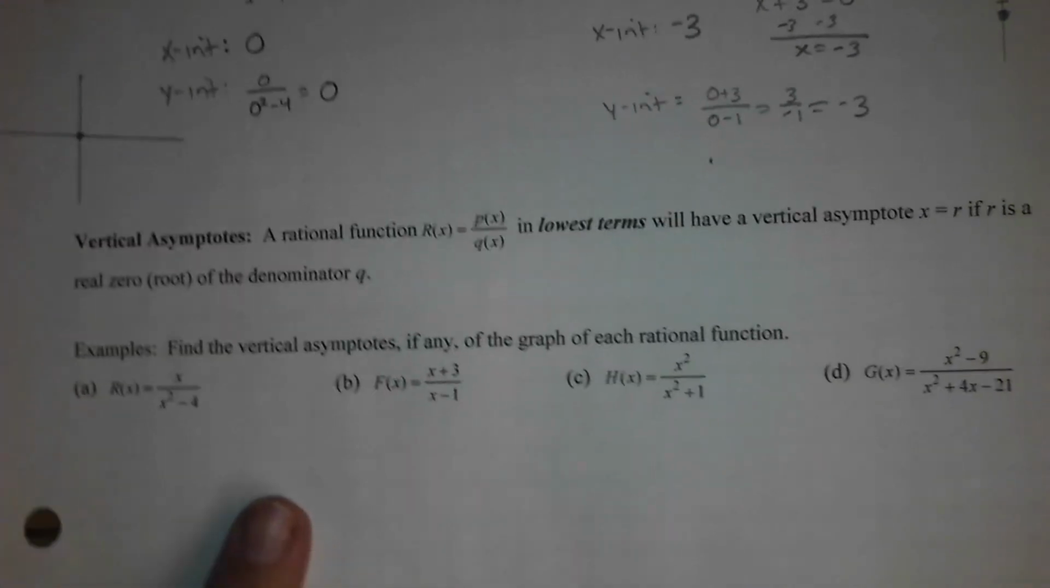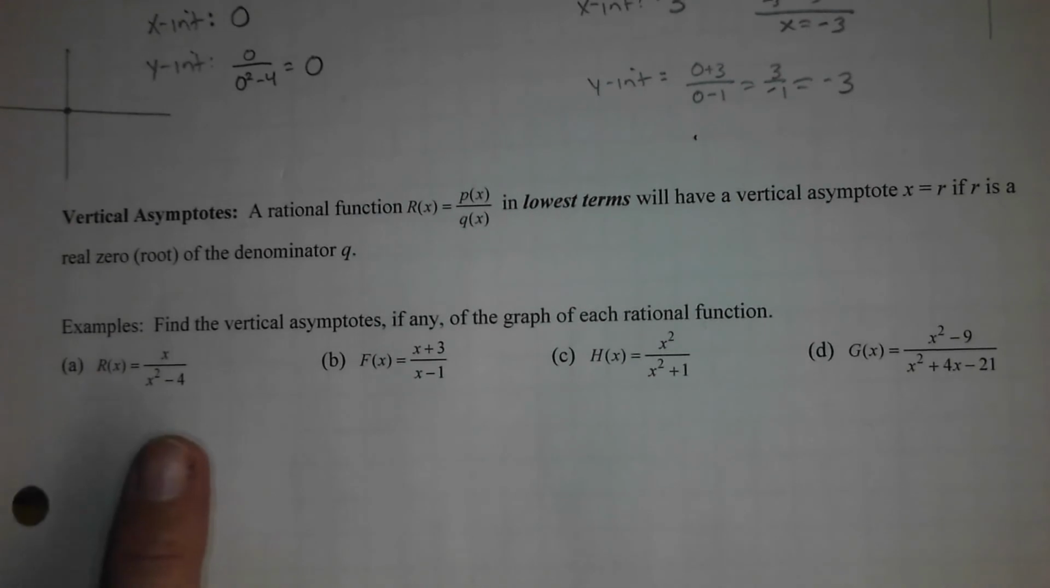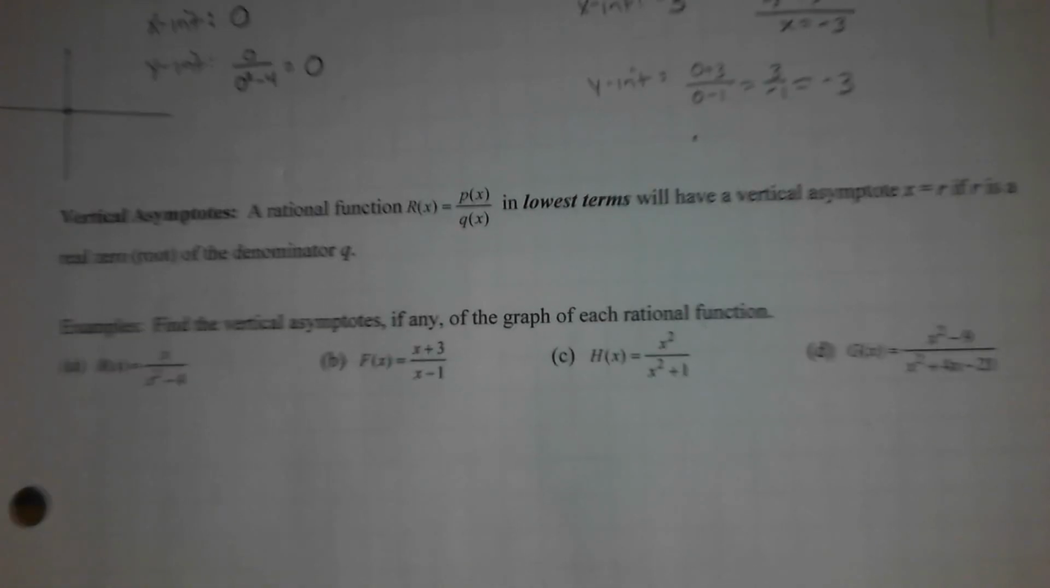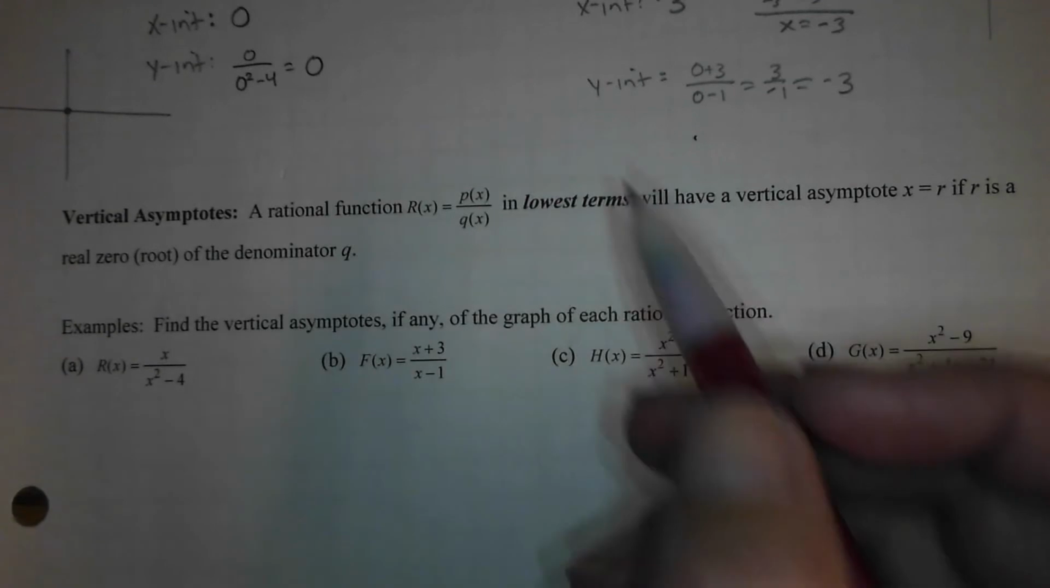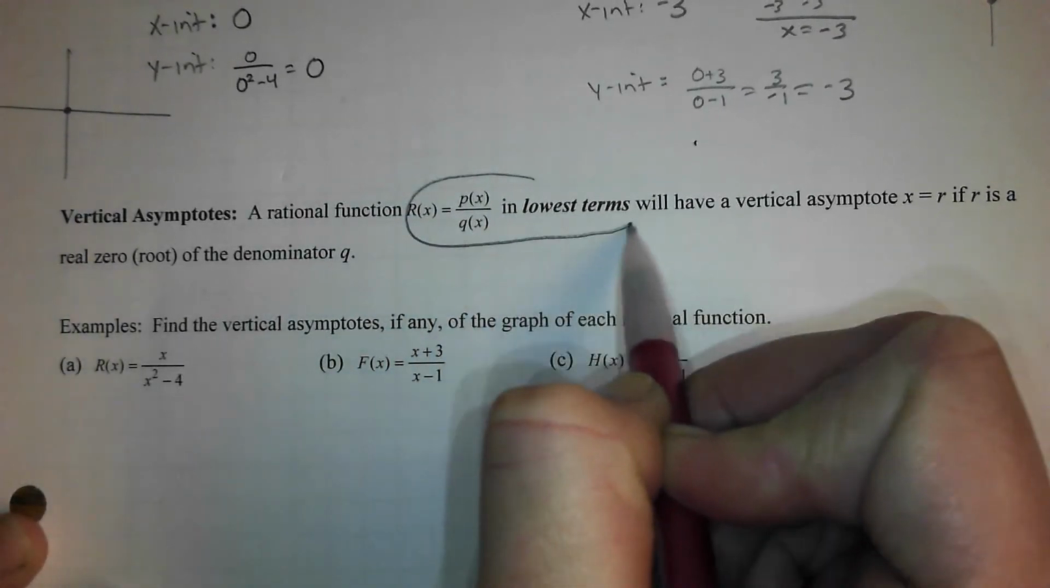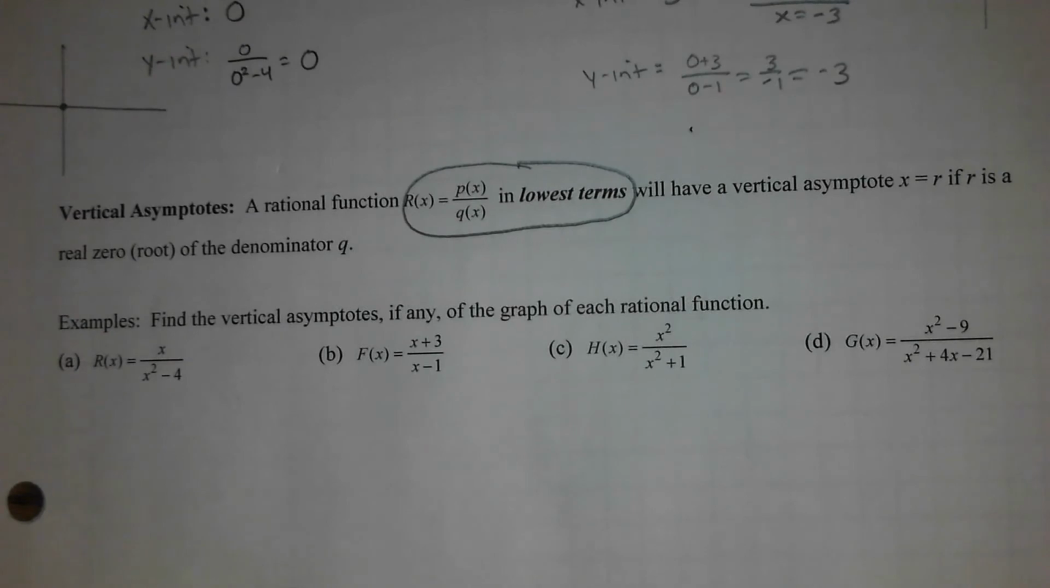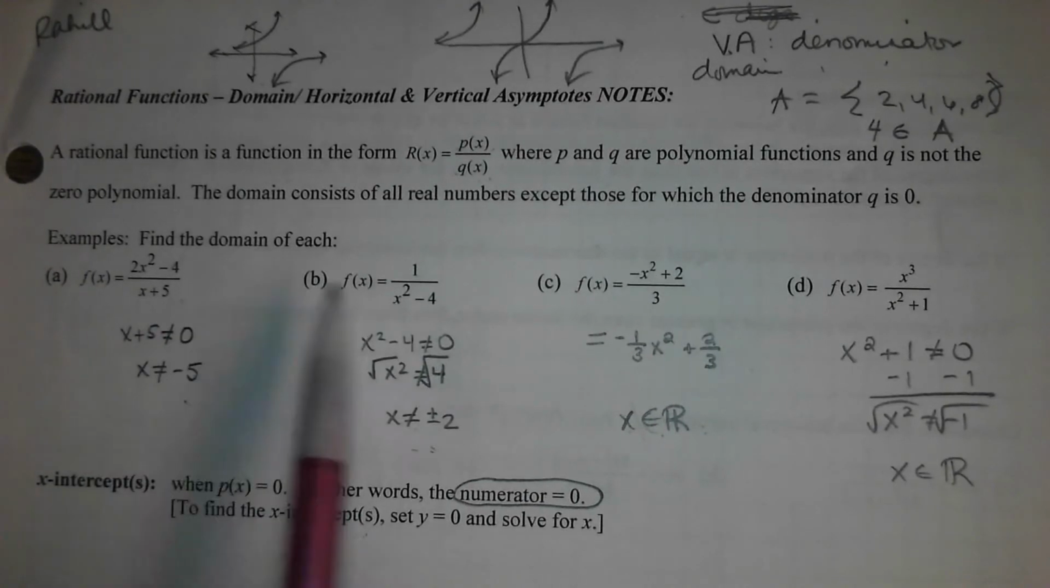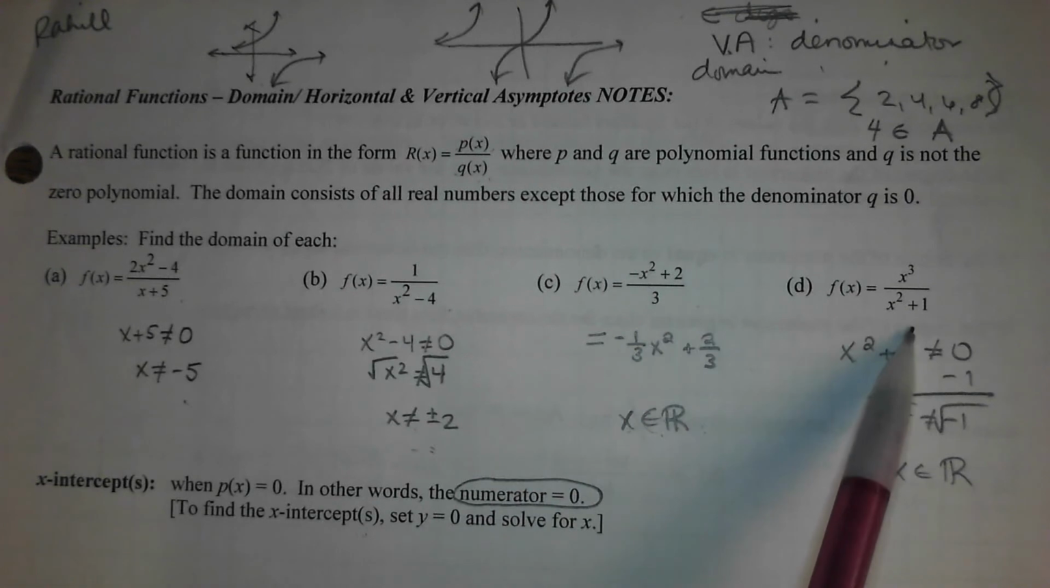Okay, and then more on vertical asymptotes. So our domain came straight from the denominator, and our vertical asymptotes do too, but you have to simplify first, which is what this first phrase is saying: a rational function in lowest terms. Once you have it in lowest terms, whatever zeros of your denominator still exist will be vertical asymptotes. So if you look back up at the top, these all already were in simplest form.